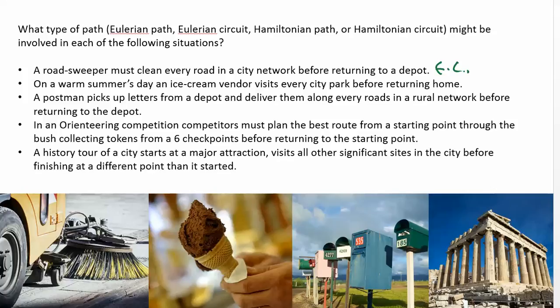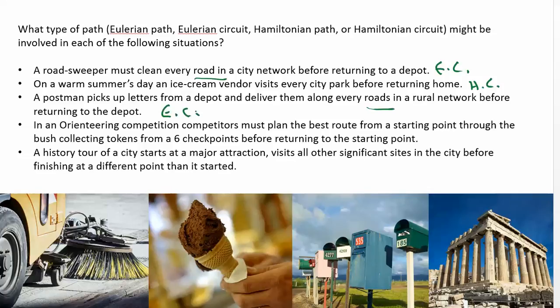On a warm summer's day, an ice cream vendor visits each city park before returning home. That would be Hamiltonian, parks representing vertices. The postman picking up letters from the depot, delivering along every road. Once we start seeing roads, once and once only, or minimum as we can, we're looking at an Eulerian circuit.